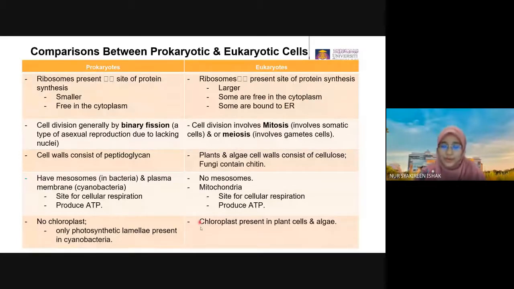And as for eukaryotes, they have chloroplasts, kan? So plant cell and algae will have chloroplasts to carry out photosynthesis to produce sugar, okay, for the plant, for the organism, as fuel for cellular respiration to occur, kan? Untuk menjalankan cellular respiration mesti kena ada fuel. Fuel dia adalah daripada sugar. Sugar dihasilkan oleh chloroplast, okay?